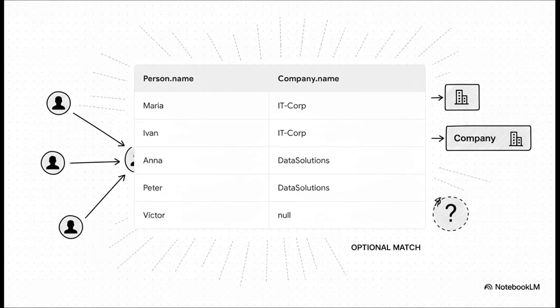And here's the fix. It's so simple, but so powerful. We just change match to optional match. And just like that, we get the whole story. All the people are still on our list. For the ones who are employed, we see their company. For those who aren't, we see null. Our data is now complete, it's accurate, and nobody got left behind.